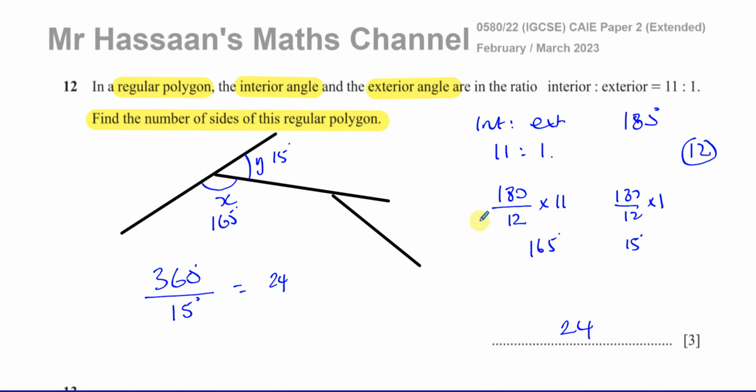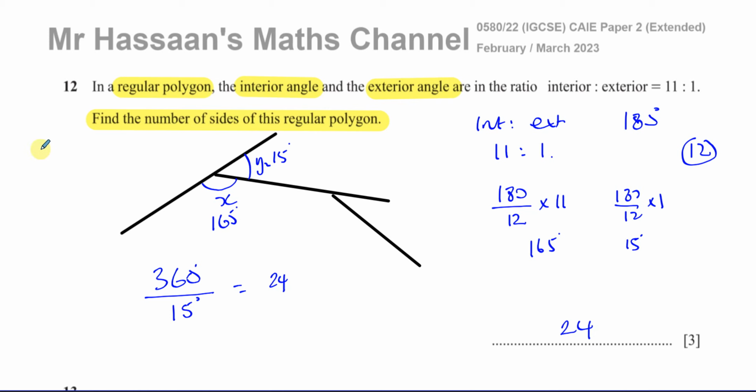But basically, we worked out the interior angle at each corner is 165 and the exterior angle at each corner is 15. So the easiest way then to find the number of sides is to divide 360 by 15. Why? Because the sum of the exterior angles is fixed, always 360, no matter how many sides it has. So that's the easiest thing to do.